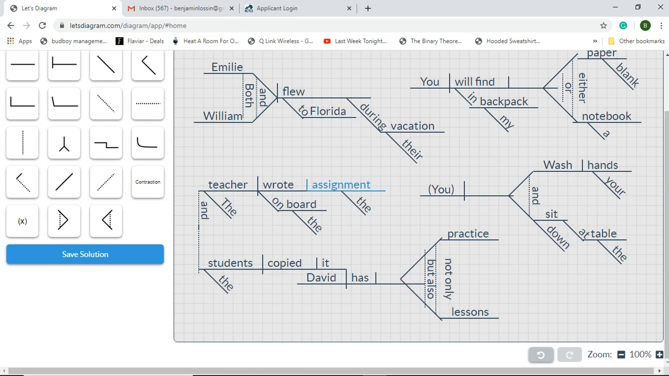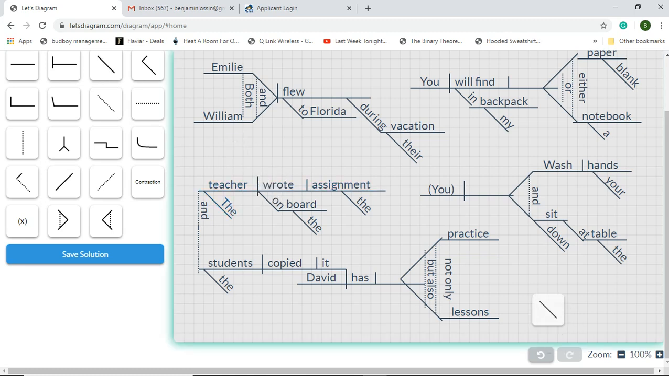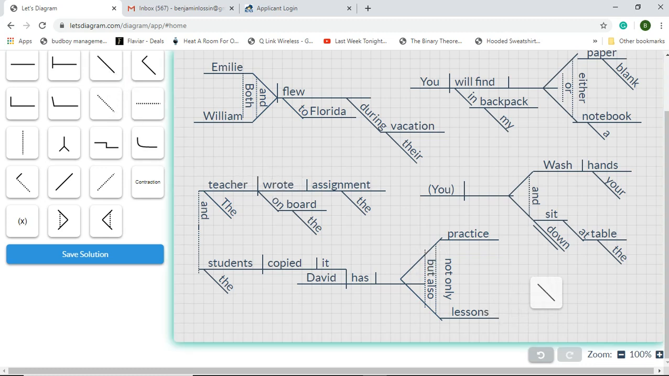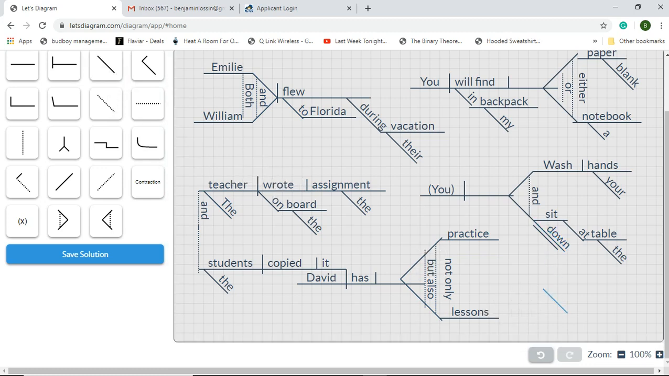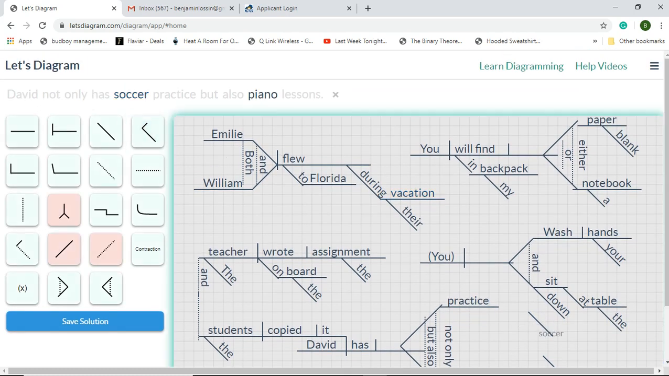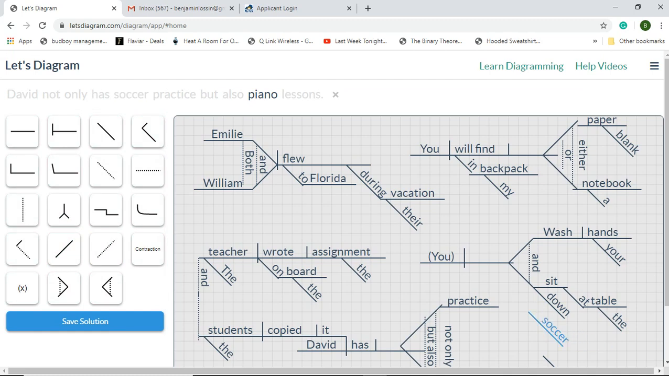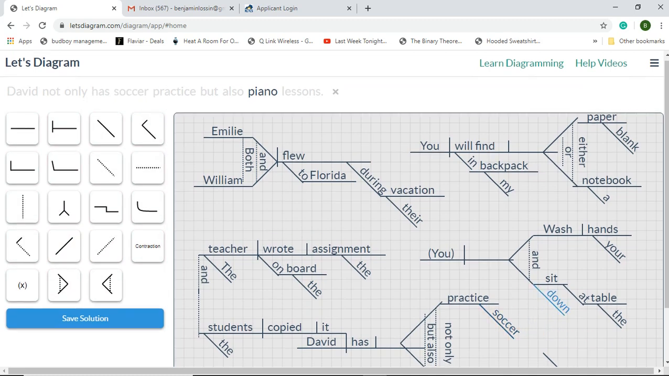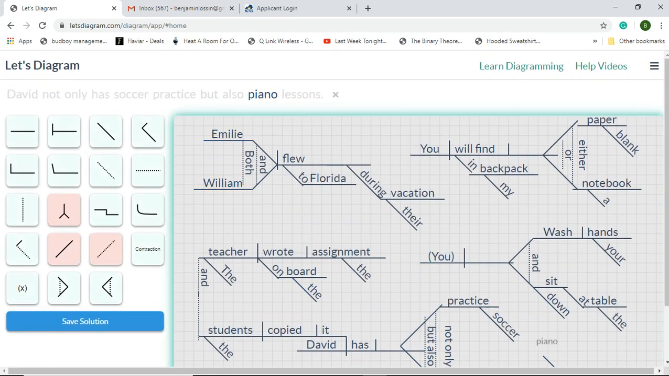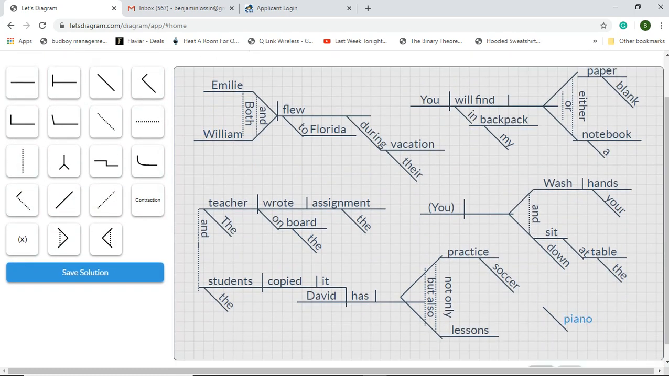Alright, what type of practice does he have? He has soccer practice, right? So soccer practice. What type of lessons does he have? He has piano lessons. These are adjectives modifying these two things.